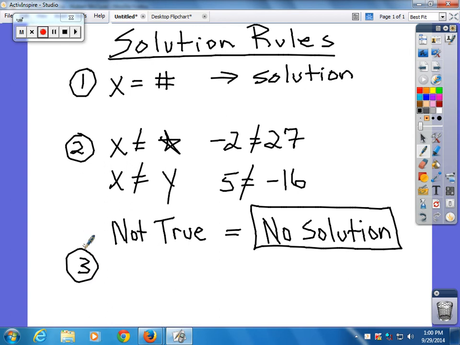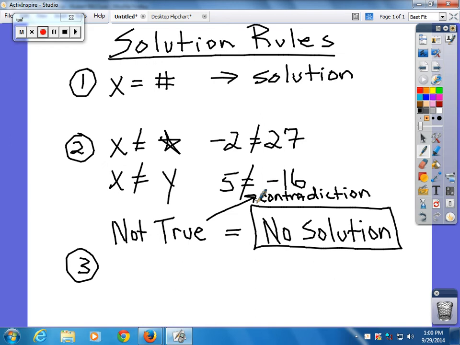This is also called a contradiction. Write that down. Contradiction. That's a 25-cent word for no solution. When something is not true, it's a contradiction.